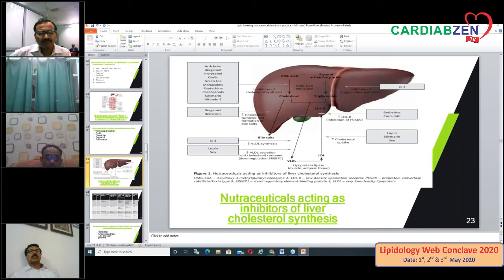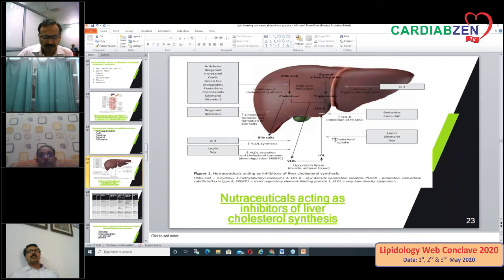So this is a diagram of how nutraceuticals act on liver cholesterol synthesis, and these are the targets. Bergamot inhibits HMG-CoA, as do green tea, monacolins and pantethine, silymarin and vitamin E, basically reducing the activity of HMG-CoA and hence cholesterol synthesis. Of course, berberine is also active in reducing the bile salts and other products. So curcumin and berberine have multiple other sites of action.